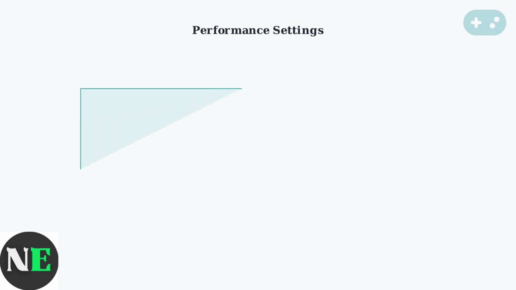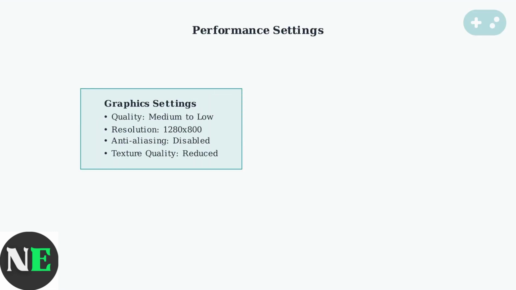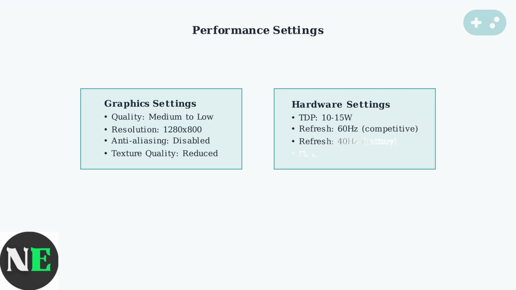To optimize Apex Legends performance on Steam Deck, start with graphics settings. Target medium to low settings for stable gameplay. Configure hardware settings for optimal balance. Set TDP to 10 to 15 watts and adjust refresh rate based on your priority: 60 hertz for competitive play or 40 hertz for battery conservation.